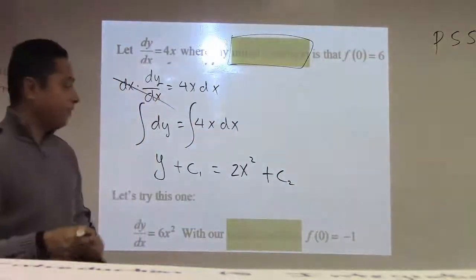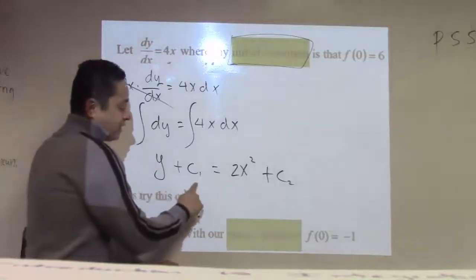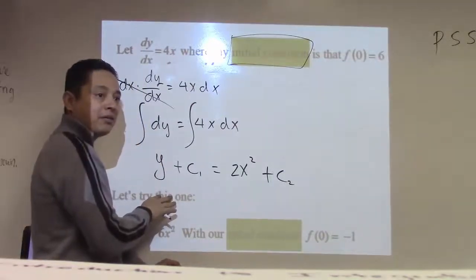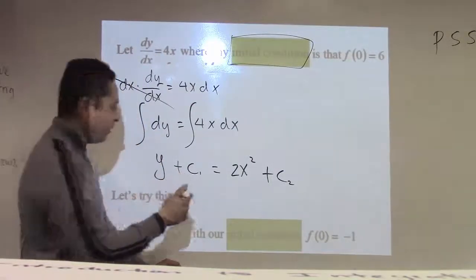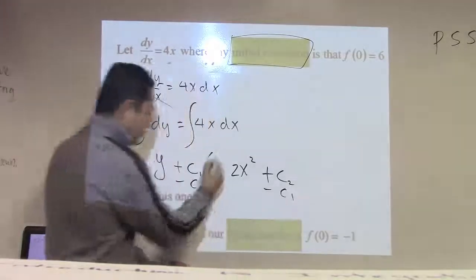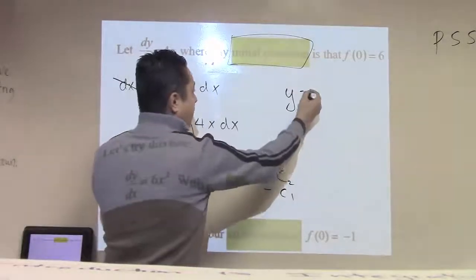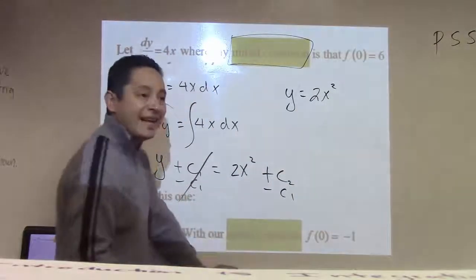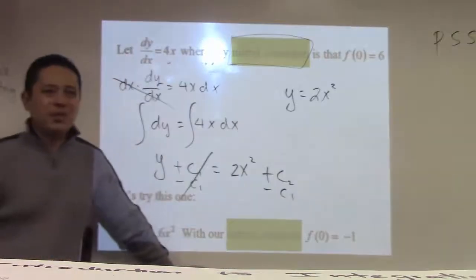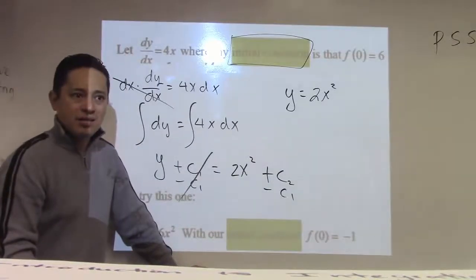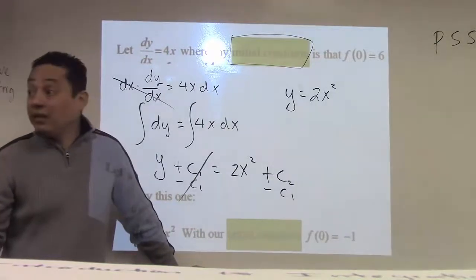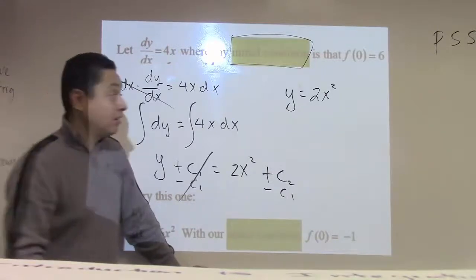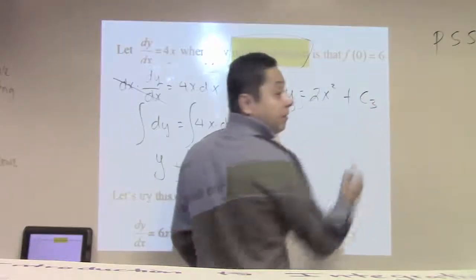Now let's think about this for a bit. Can I do minus C1 on both sides, so that I can have the y right here by itself? That's fine, right? So minus C1, those cancel. Now I have y equals 2x squared plus C2 minus C1. Well, those two things are really numbers. They're constants. Do I call it C3? Do I call it D? You can call it whatever you want. It's still a constant. So we're going to call it C3.